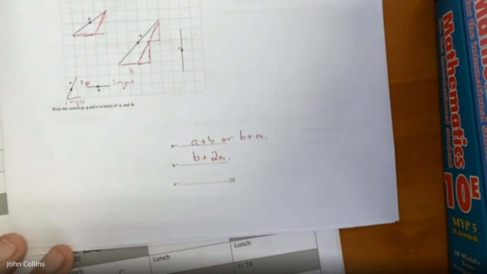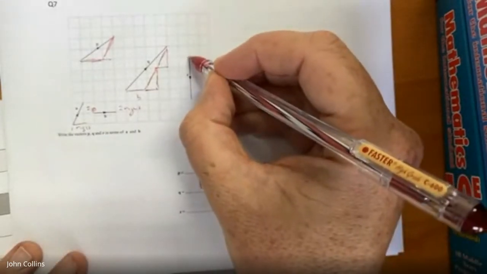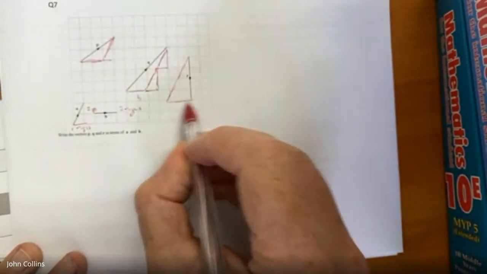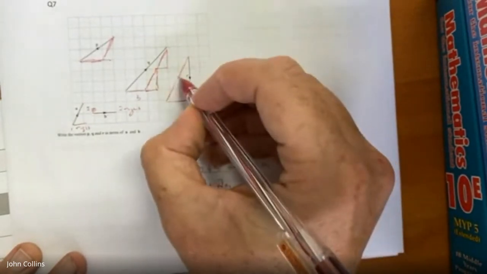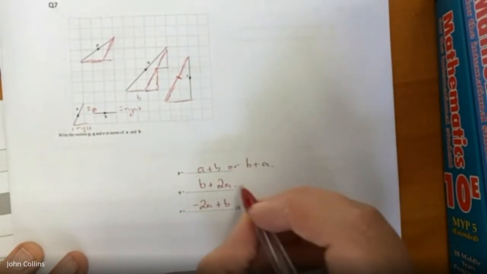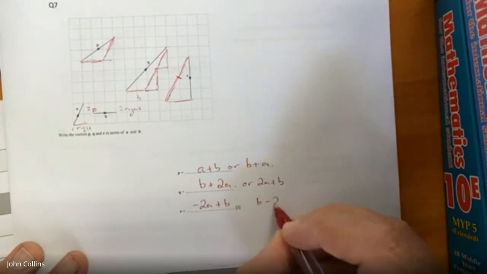And the last one then is a straight line down. Neither of these actually go down, so you're going to have to do some negatives. I think if you go negative A, and then positive B. 2 negative A's here and here. So 2 negative A's, positive B. Or you can write these all the other way around. 2A plus B and B minus 2A are all okay.